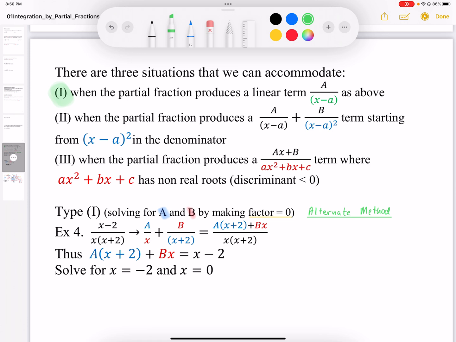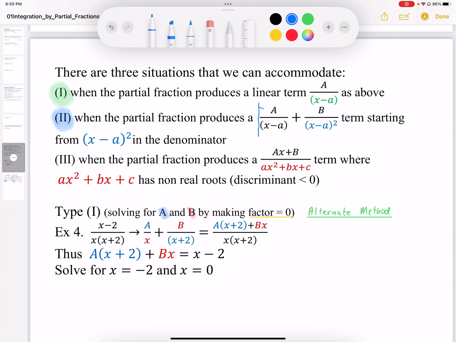The other two we will do later, but I'm just going to introduce them now. These are other types that we're going to learn to do. So type 2 is when we have a squared factor. So instead of x minus a times x minus b, we're going to have an x minus a squared factor in the denominator. And when that occurs, we're going to set up the partial fraction in this way here.